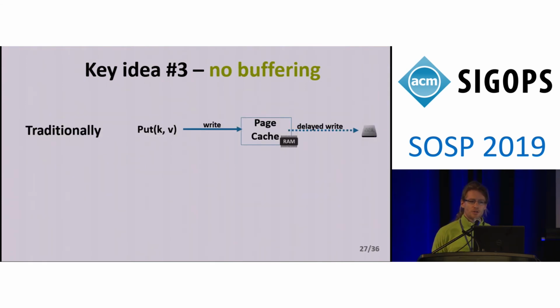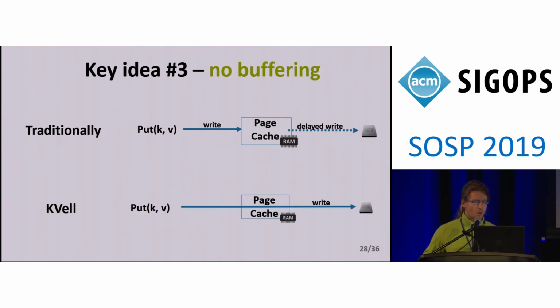The third key idea is to remove buffering. So traditionally, whenever an update comes in a database, it is written in a page cache, but then the write to disk only happens after some delay. In Gvel, what we do is we still have a page cache because memory is faster than disks, so we have a page cache to cache reads, but we do not buffer writes. So whenever we have an update, we update the value in memory, but the update is immediately propagated to disk. And the put call only completes when the value has been persisted to disk.